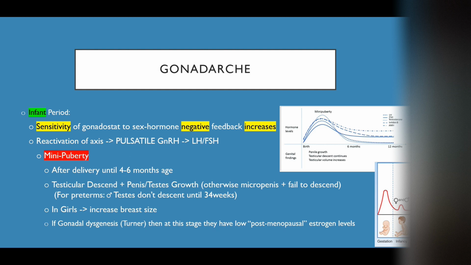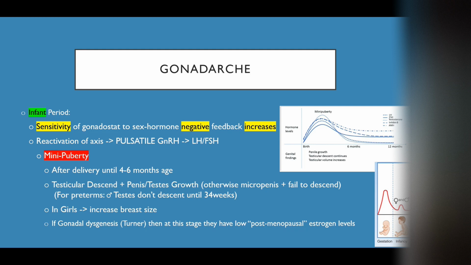So at birth until, in the lecture, they said 4 to 6 months. This diagram just has about 6 months. So from birth until 4 to 6 months, this over here is your mini puberty, this spike. You can see here in infancy, there's a spike. After delivery until 4 to 6 months, it's pulsatile. Remember, not just the value but also the pattern is important in endocrinology. We have some testicular descent. Remember that for preterms, you have to wait until 34 weeks to descend, otherwise you diagnose cryptorchidism.